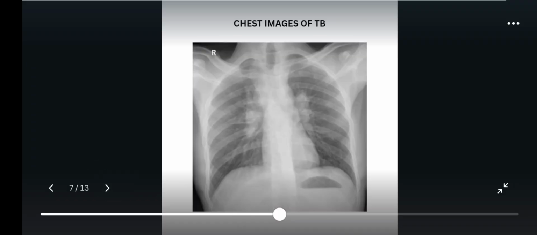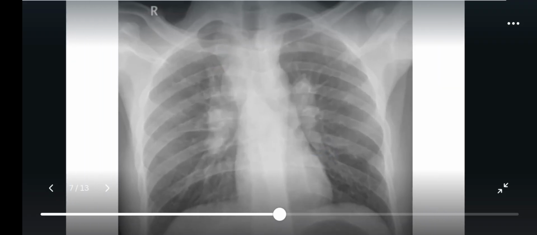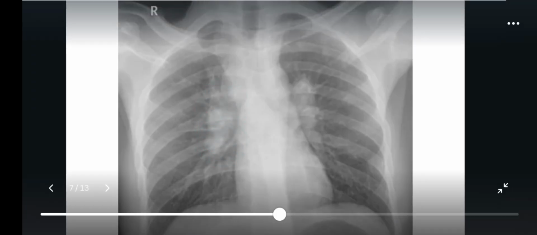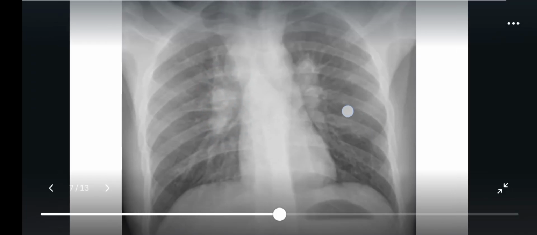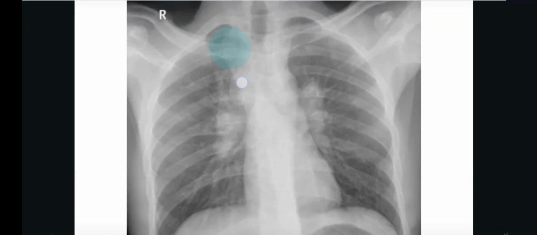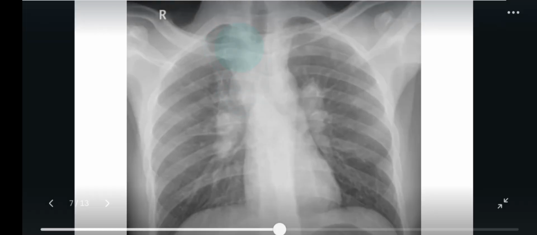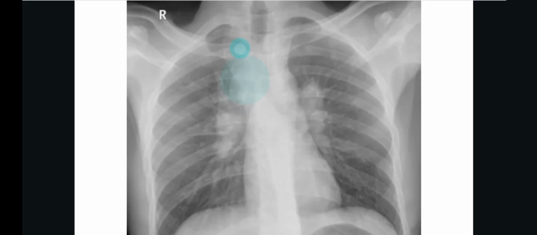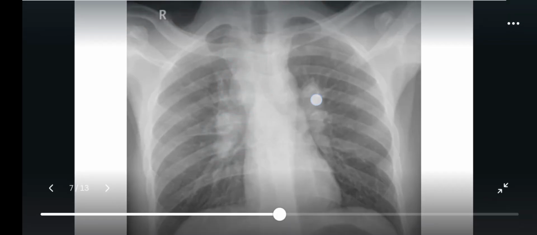Chest images of TB, like this one, what we have here is hilar adenopathy. See how big it is? It is enlarged. So that is a sign of primary TB. See the mediastinal hilar adenopathy. See this place? There are things there. Lymph node enlargement. There's this one, there's this one. This hilar.